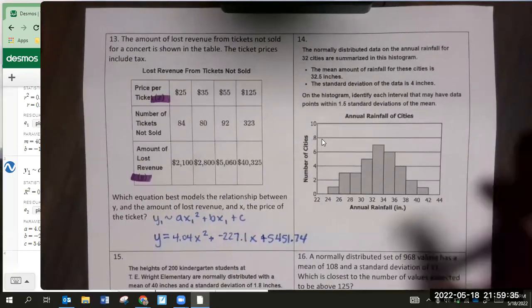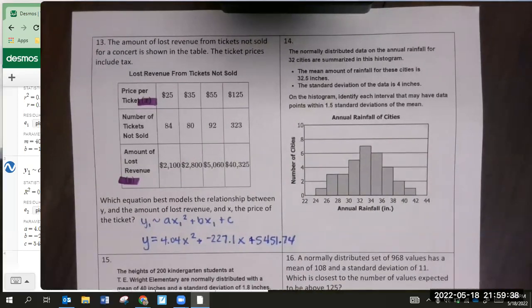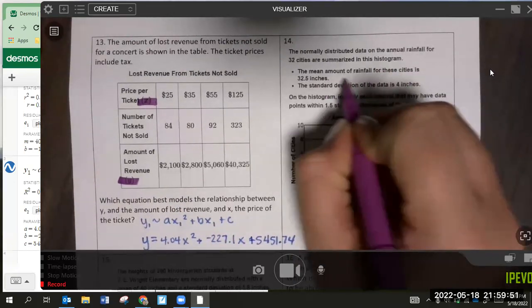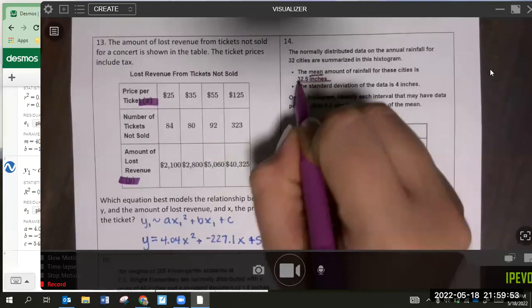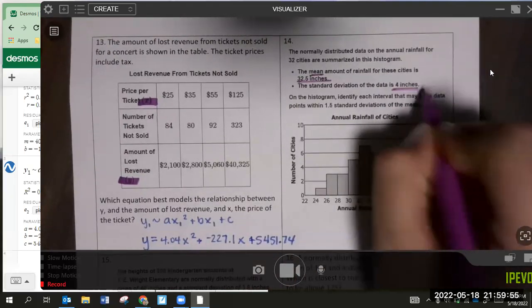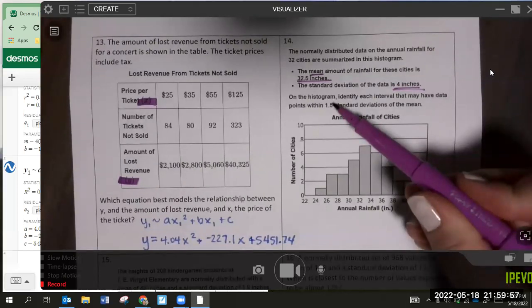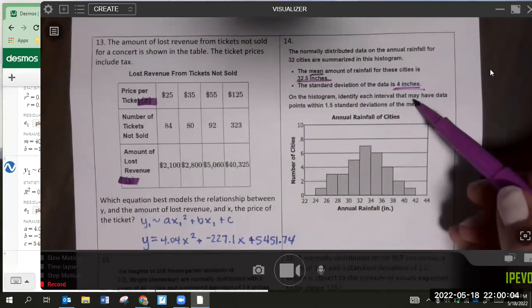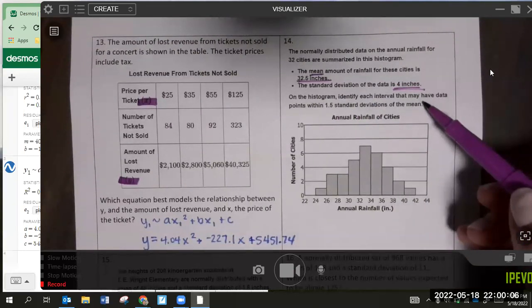For the next question, we are dealing with normally distributed data about rainfalls in 32 cities. It gives us the mean, which is kind of an important piece of information right here, and it gives us the standard deviation, and it gives us a histogram. We talked about a histogram being frequency, how often things happen. It says identify each interval that may have data points within 1.5 standard deviations.